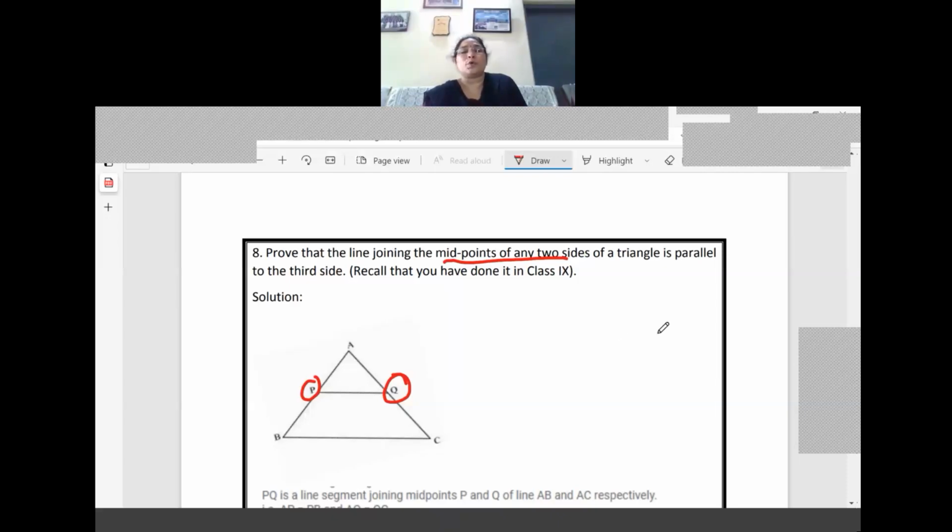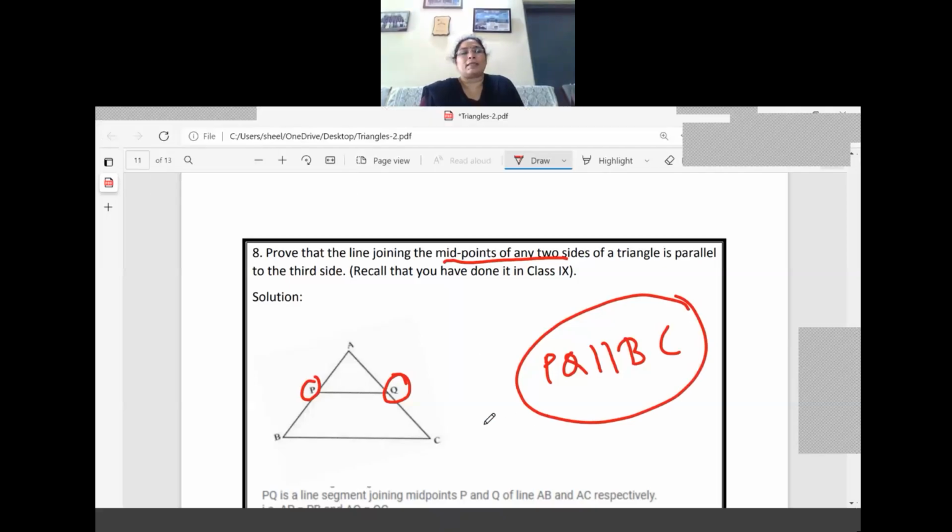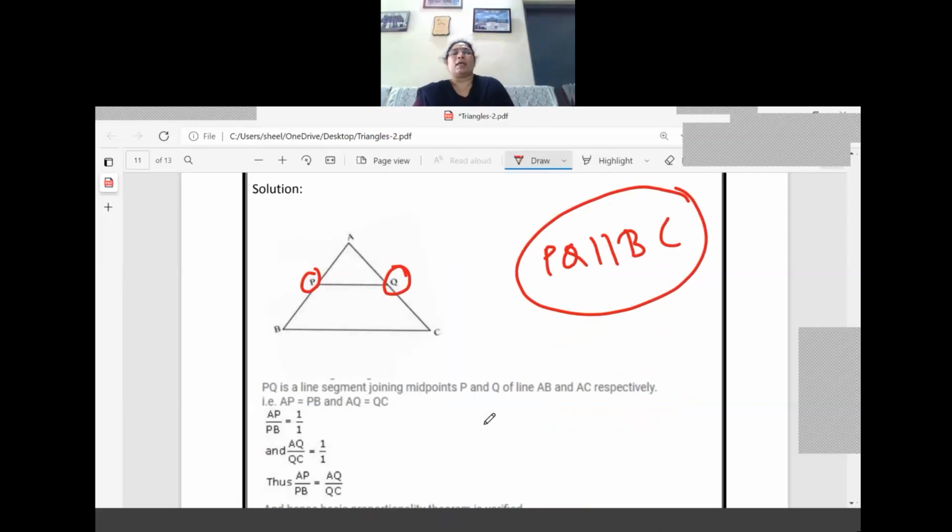Now what should we prove? PQ parallel to BC. It's given that P and Q are midpoints. Since they are midpoints, we can write AP and PB are equal. Here AQ and QC are equal only. Now if you take the ratio, what can we write for AP by PB? It is equal to 1. What about AQ by QC? That is also equal to 1.